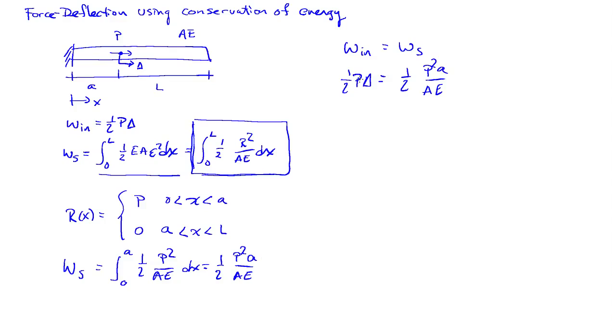a, and so the 1/2 cancels, one P cancels from each side, and my final answer then is delta is equal to P a over capital A E. So that gives me the relationship between the applied force and the motion that occurs at that point.